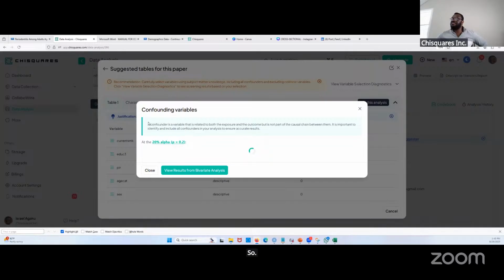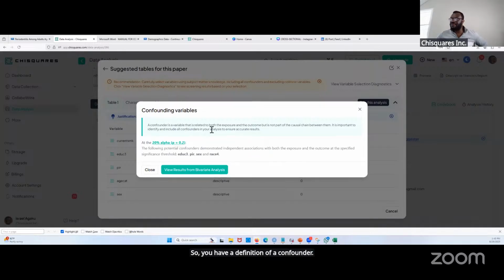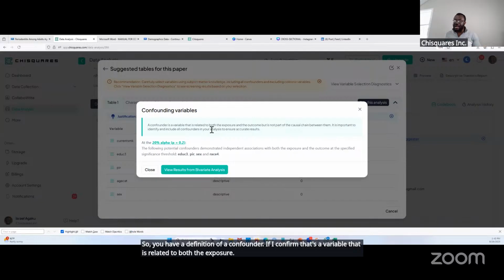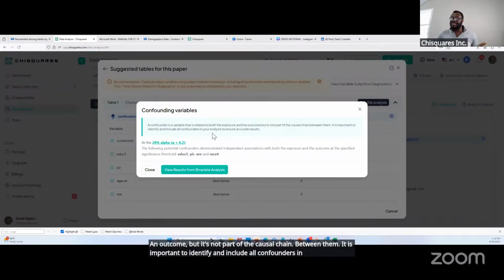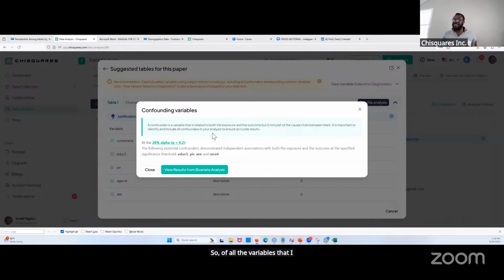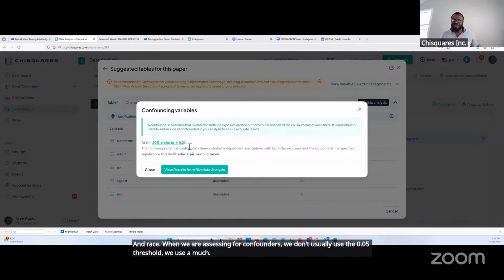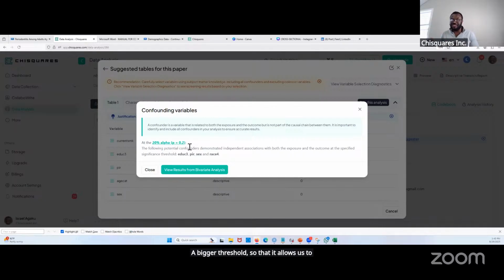So you have a definition of a confounder. A confounder is a variable that is related to both the exposure and the outcome, but it's not part of a causal chain between them. It is important to identify and include all confounders in your analysis. So of all the variables that I selected, at the threshold of P 0.2, these are the confounders that I identified: education, poverty index ratio, sex, and race. When we are assessing for confounders, we don't usually use the 0.05 threshold. We use a much bigger threshold so that it allows us to identify confounders, right?